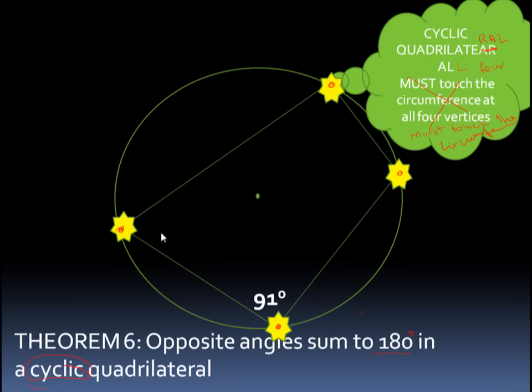And next to this angle is also this angle over here. But opposite this angle is the one that it faces. So this angle is its opposite angle. And the opposite angle to this angle here is the angle over here. Okay, so now we get a point. So if this is 91, what is this angle? And we're told the opposite angles must sum to or add up to 180 degrees.